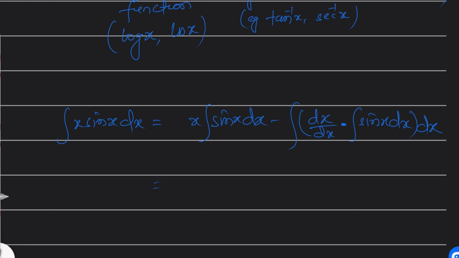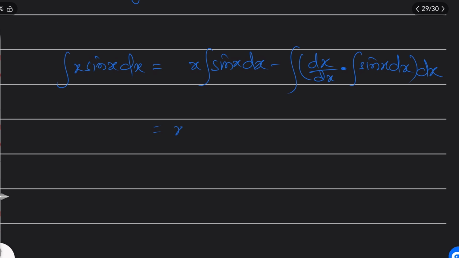What is the integration? x will be as it is, integration of sin x is, you know, minus cos x, minus integration of, I will write integration as it is, the differentiation of x with respect to x is 1, into integration of sin x, which is minus of cos x. So I will write here directly minus.